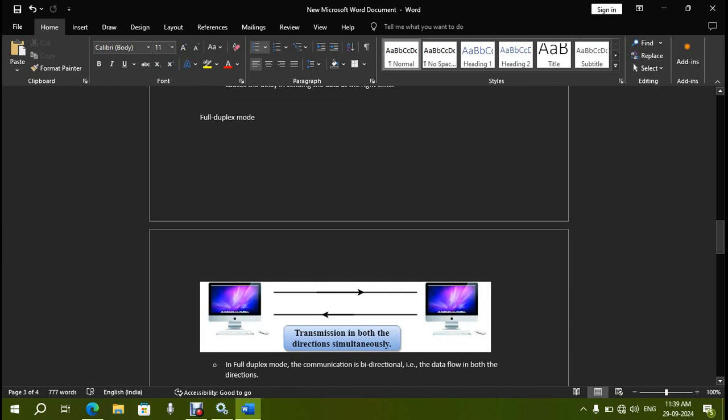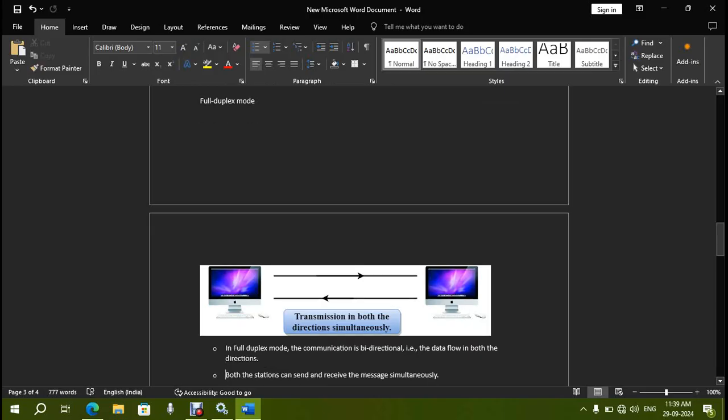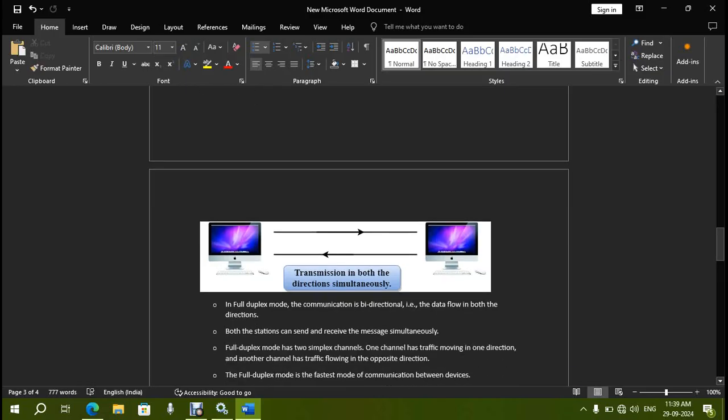The second type of duplex is full duplex mode. Transmission is in both directions simultaneously. One example of full duplex is the telephone. In full duplex mode, the communication is bidirectional, that is, data flows in both directions. Both stations can send and receive messages simultaneously. Full duplex mode has two simplex channels. One channel has traffic moving in one direction and the other channel has traffic flowing in the opposite direction.